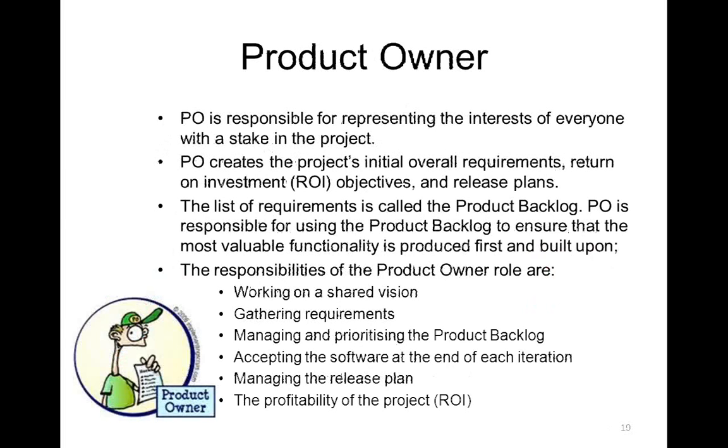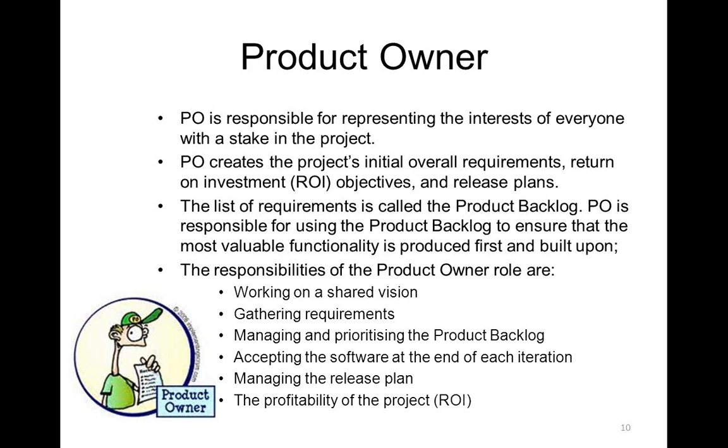So let us look at these team roles in a little more detail and try to understand what exactly they are trying to do. First of all, let us look at the product owner. Now, the product owner, as the name suggests, is the person who owns the final outcome of the project.